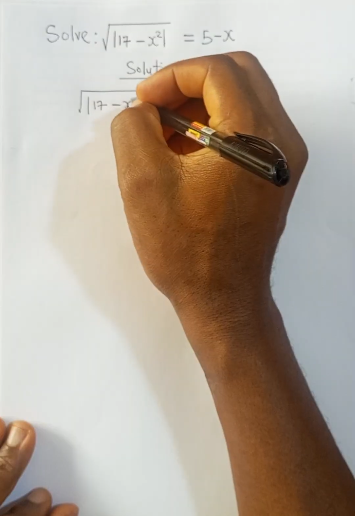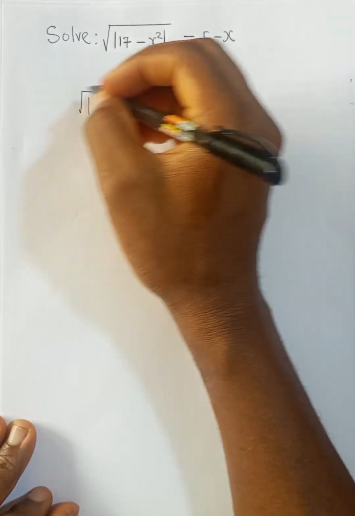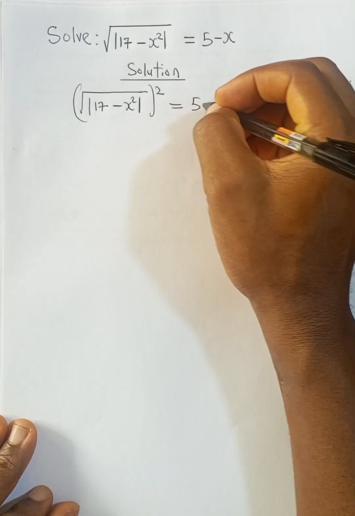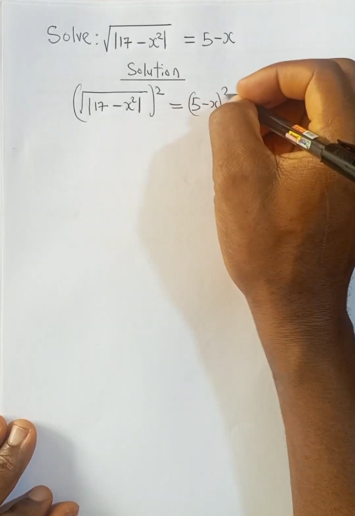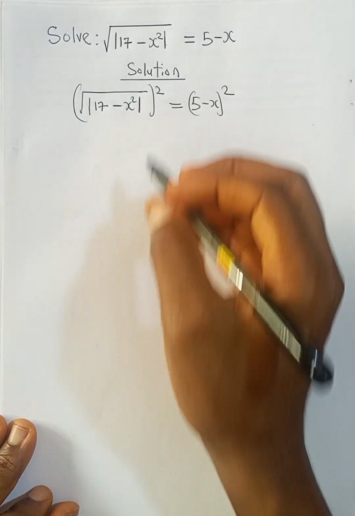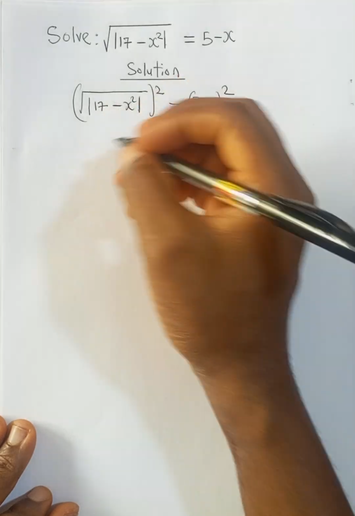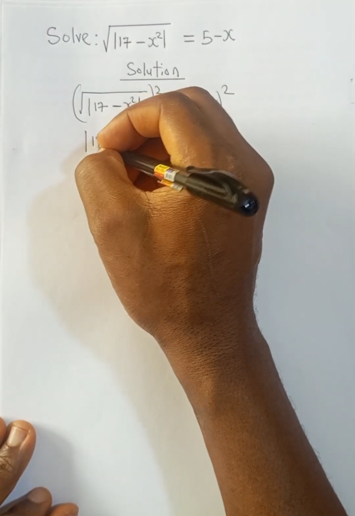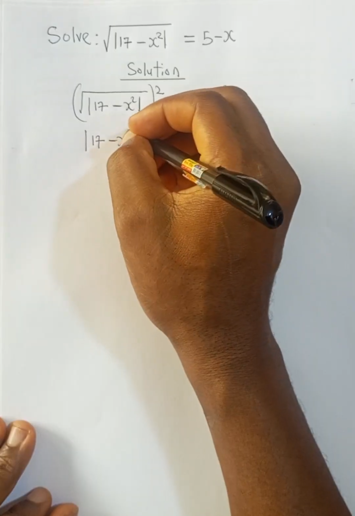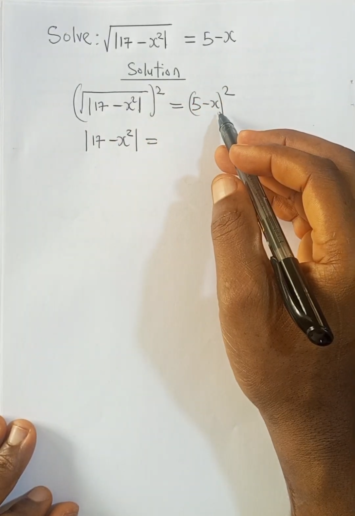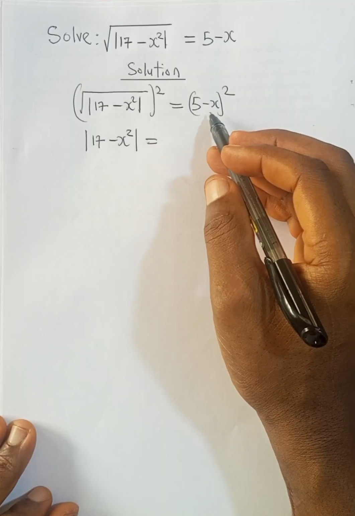If you square both sides, this is what we have now: the absolute value of 17 minus x squared equals 5 minus x squared. So squaring cancels this radical sign, this square root. We are left with the absolute value of 17 minus x squared equals the square of this. We can write it out now.